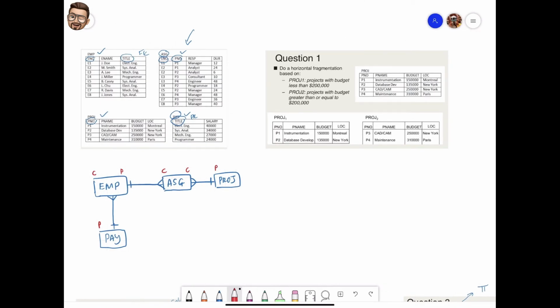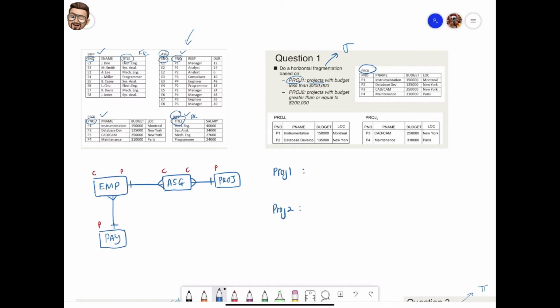Okay, do a horizontal fragmentation. Horizontal fragmentation, you need to use sigma. Based on project 1, projects with budget less than 200k. Project 2, projects with budget greater than or equal to 200k. So now you want to work with the table project. Okay, so this is the fragment name. We have two different fragments, project 1 and project 2.